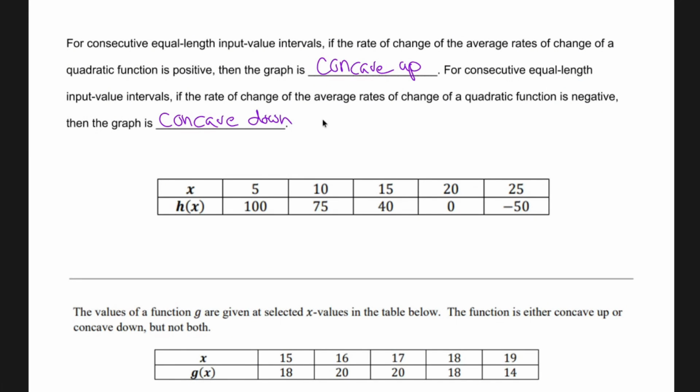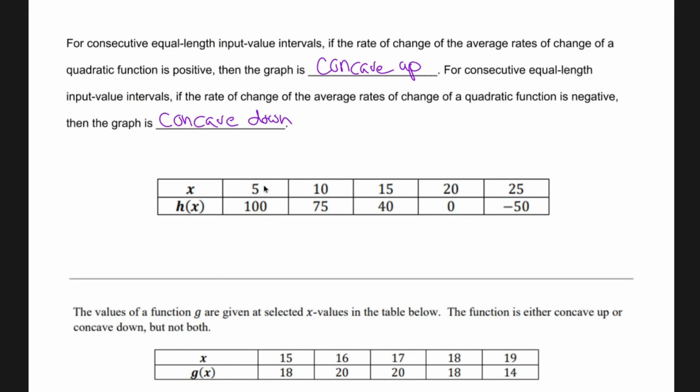Now, if the rate of change is positive, it's increasing. If the rate of change is positive, it's concave up. So if the linear says positive, increasing. If the quadratic says positive, concave up. If the regular rate of change, linear, says negative, it's decreasing. But if the rate of change, quadratic, is negative, it's concave down.